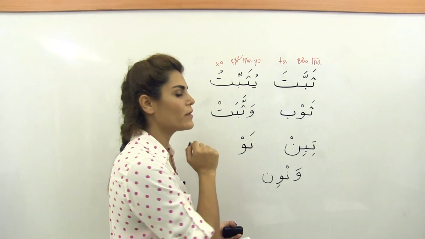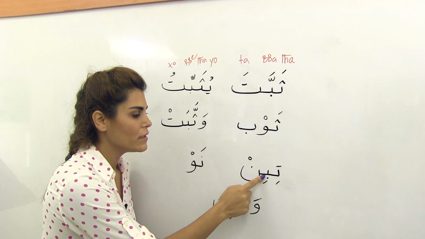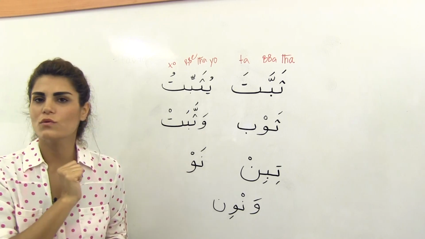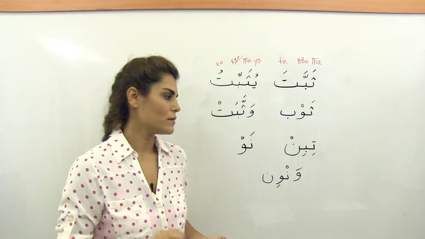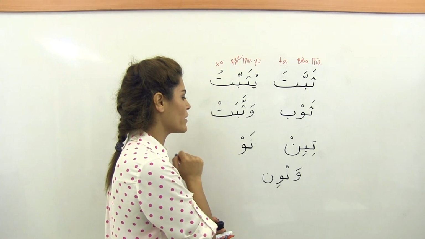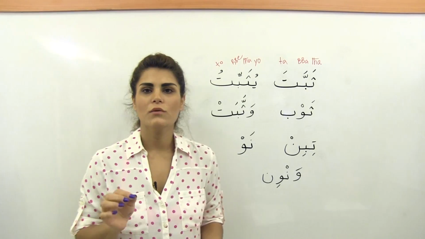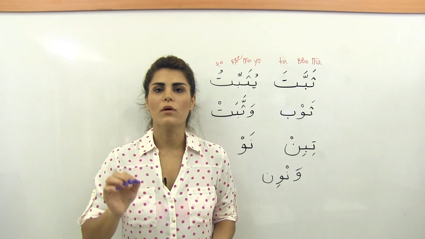Now we have the fifth. The first one is ta with kasra, ti. The second one is ba with kasra, bi. And then the last one is nun with sukoon, tibin. Tibin. And here we have nun with fatha and waw with sukoon. Nun with fatha is na, waw with sukoon is w, so naw.